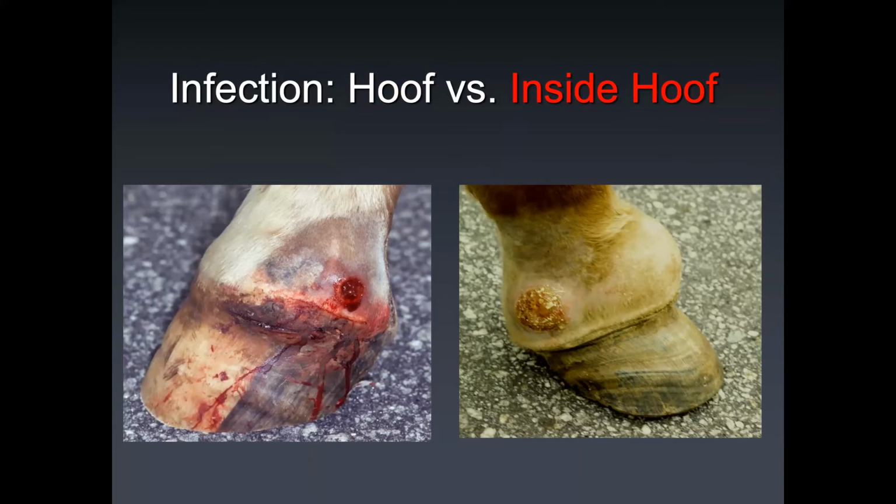I don't have time to go over all the different examples, but on the slide on the left, obviously there's a tremendous amount of swelling here, here, here, and here. Not only that, but there's a big draining tract right there, and that is infection of the collateral cartilage. The one on the right, you've got a whole lot of swelling on the front of the hoof. This one has been allowed to go too long, by the way. There's one main structure right under that, and that's the coffin joint.